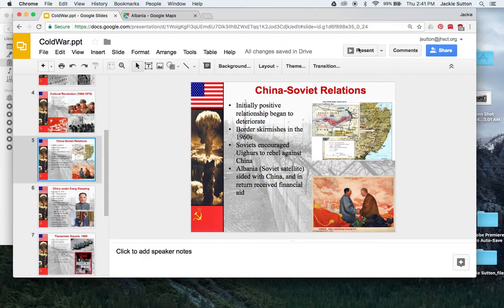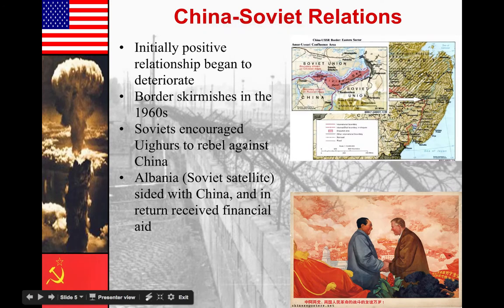What the Chinese do is they take advantage of the fact that Albania is distant from the Soviet Union. With this increased conflict over borders and other issues between China and the Soviet Union, Albania actually decides to take the side of China.